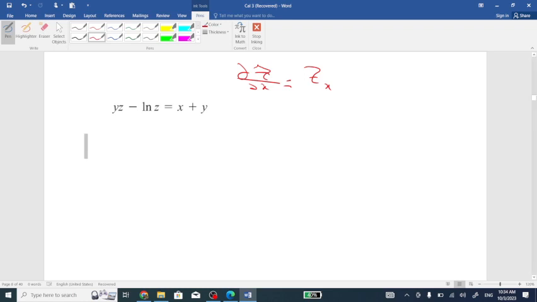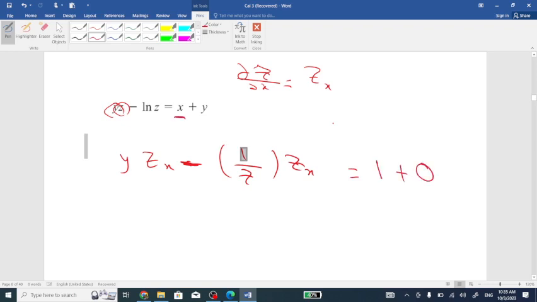So the derivative of that one is a number. I don't care about the number. How about the derivative of z? Zx. How about the derivative of ln? ln is 1 over z, but because I have z, I have z prime, zx. Then equal to the derivative of x, and the derivative of y, 0.